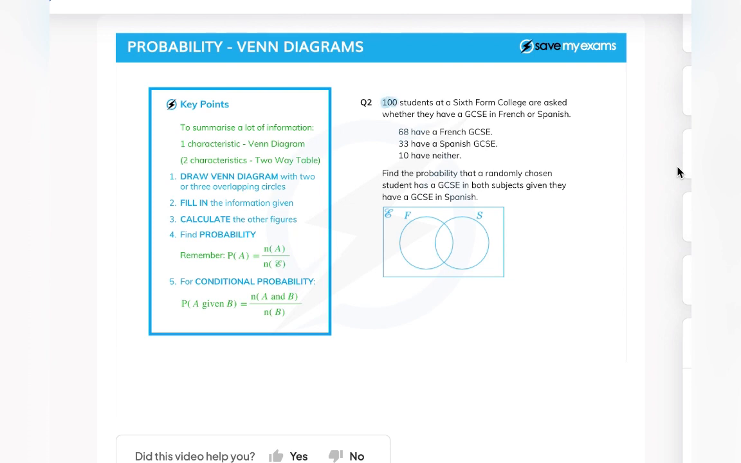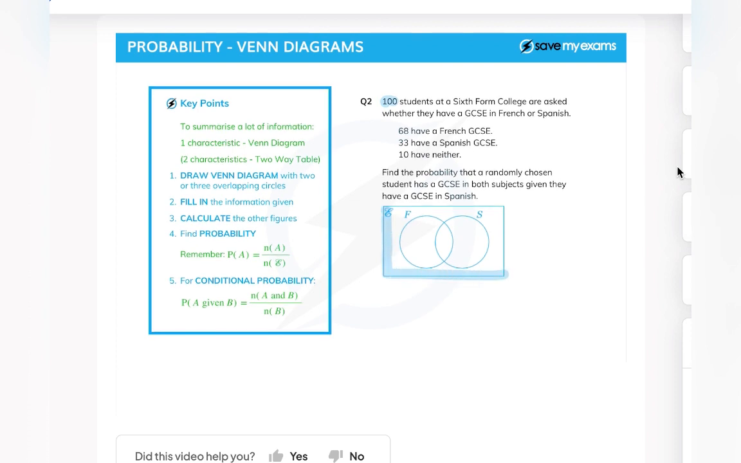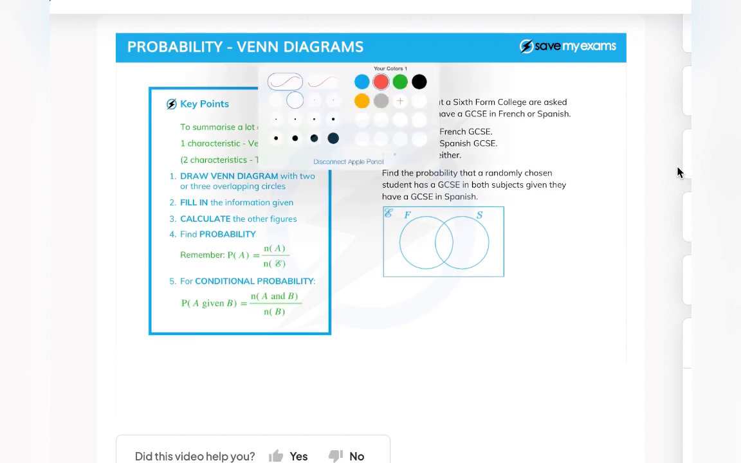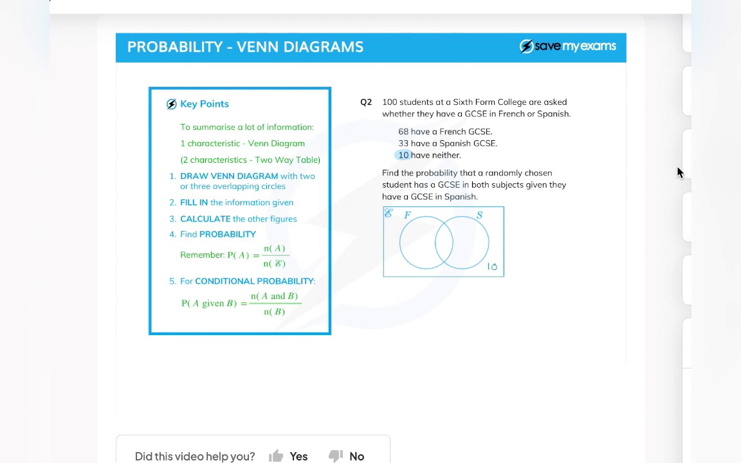Now, the first thing we're told is there are 100 students, so I know the total in this rectangle here is going to be 100. I can't put that in yet. 68 have a French GCSE. Can't put that in yet either because I don't know what's in the overlap. 33 have a Spanish GCSE, and the only thing I can put straight in is that 10 have neither. Okay, so we'll put 10 in there like that.